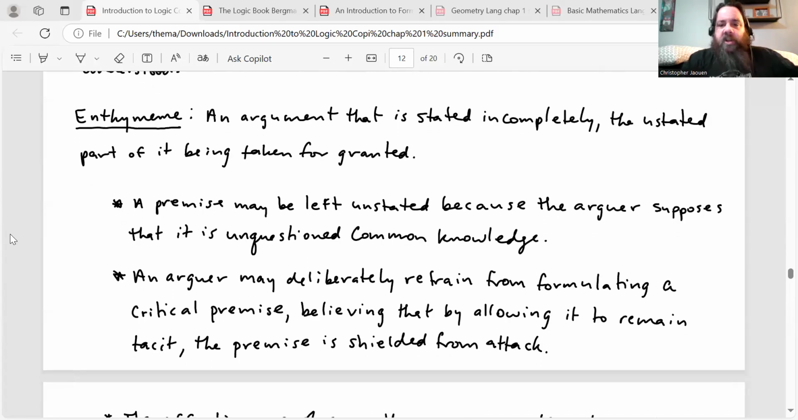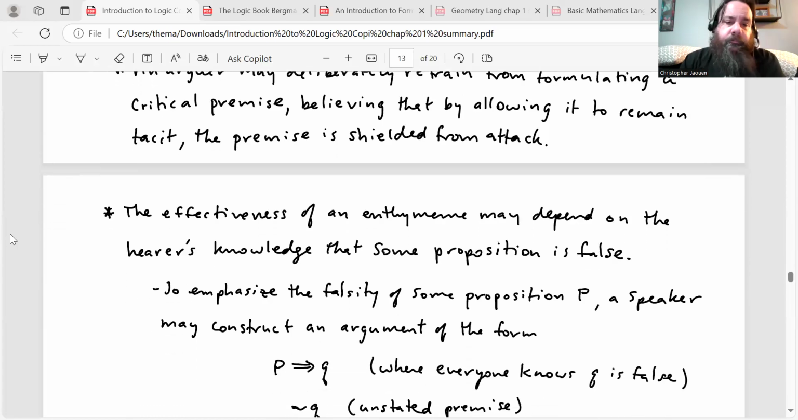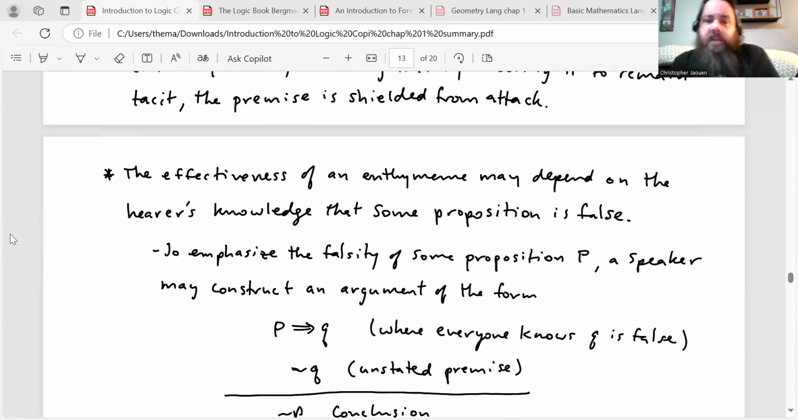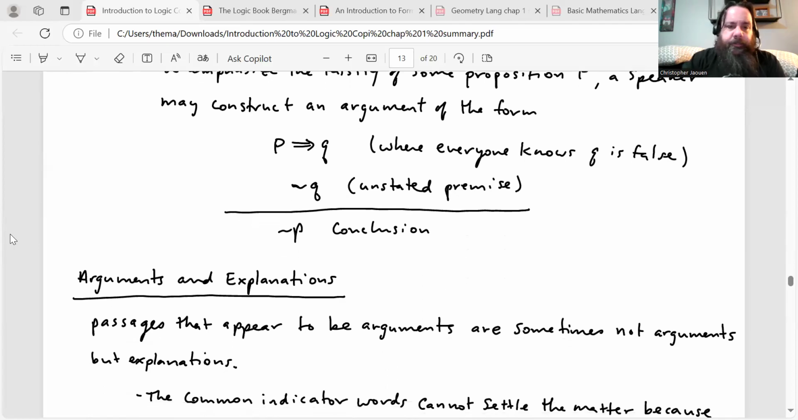A premise may be left unstated because the arguer supposes that it is unquestioned common knowledge, or an arguer may deliberately refrain from formulating a critical premise, believing that by allowing it to remain tacit, the premise is shielded from attack. The effectiveness of an enthymeme may depend on the hearer's knowledge that some proposition is false. To emphasize the falsity of some proposition P, a speaker may construct an argument of the form, if P then Q, where everyone knows Q is false, not Q, which is the unstated premise, not P is the conclusion.